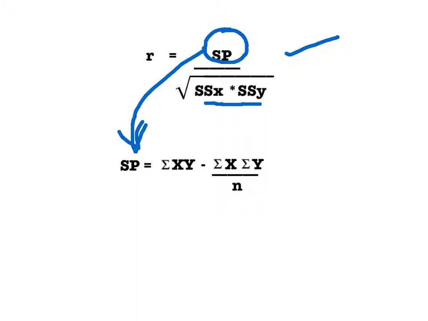Returning to the numerator, which is the sum of the products, we have the formula for that here. As you can see, we have to take the sum of the cross products, the sum of the x variable times the y variable, and then from that we subtract this term here, which is the sum of the x variables times the sum of the y variables divided by how many pairs of observations we have.